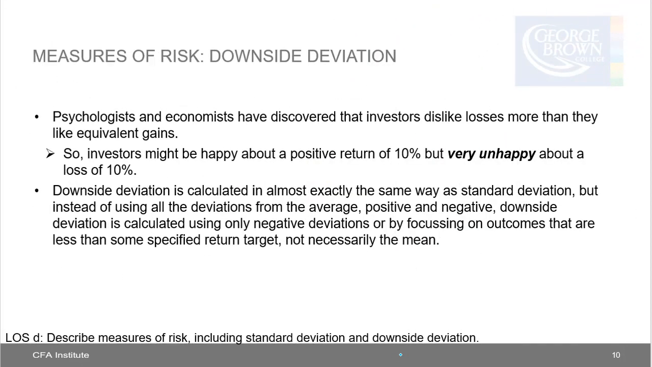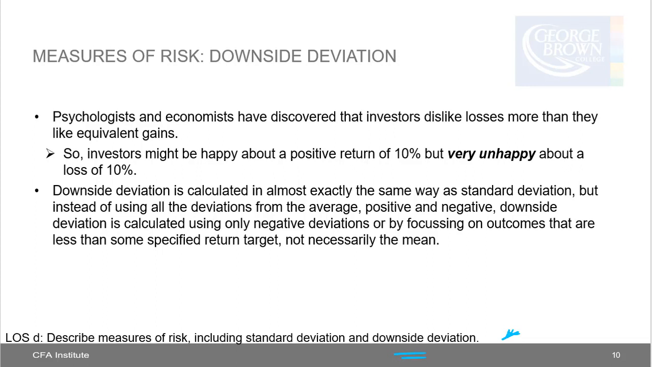Now we're moving on to the last part of the learning outcome statement, describe measures of risk, including standard deviation. And now we're going to look at the downside deviation, okay? So psychologists and economists have discovered that investors dislike losses more than they like equivalent gains. So investors might be happy about achieving an investment return of plus 10%, but very unhappy about achieving a return of negative 10%.